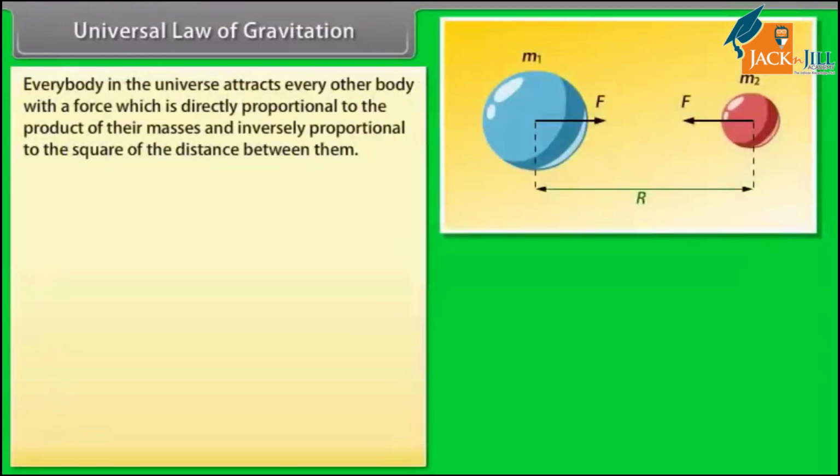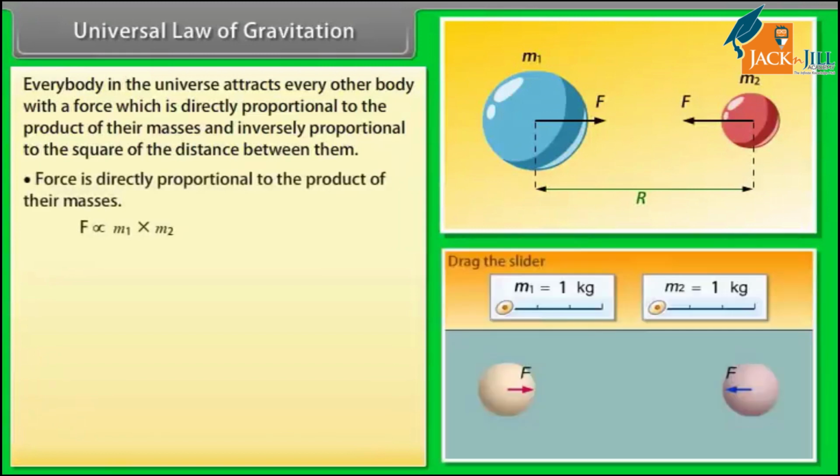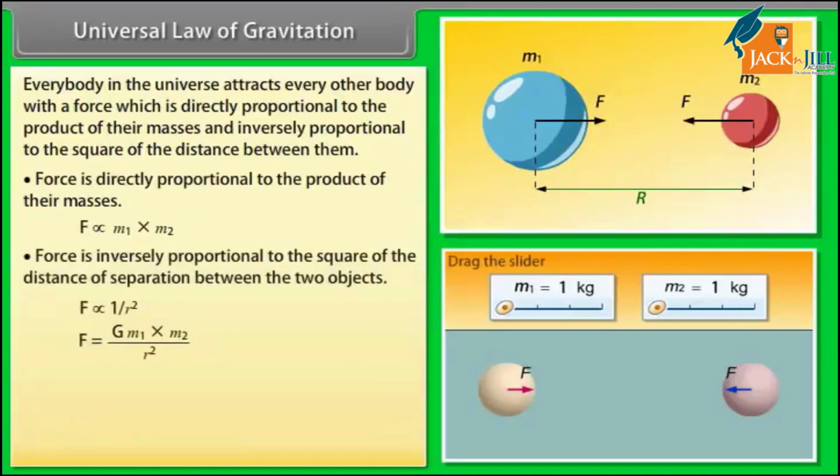Universal law of gravitation. Every body in the universe attracts every other body with a force which is directly proportional to the product of their masses and inversely proportional to the square of the distance between them. Force is directly proportional to the product of their masses. Force is inversely proportional to the square of the distance.